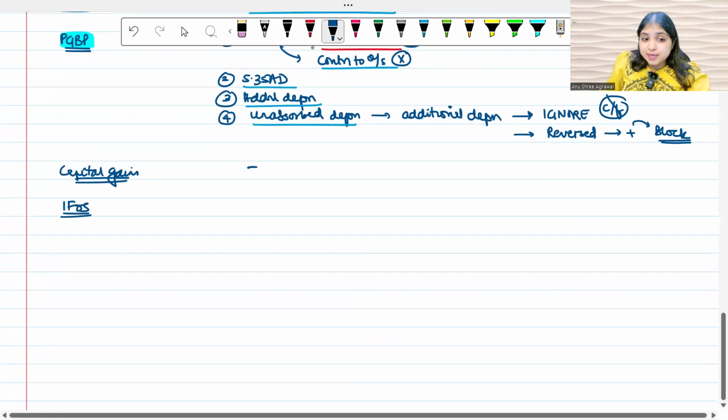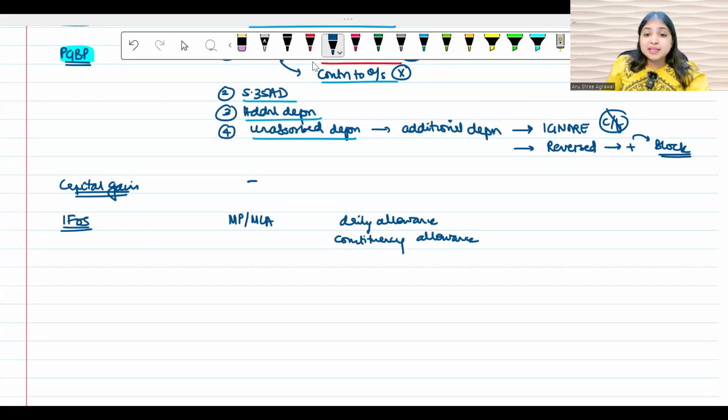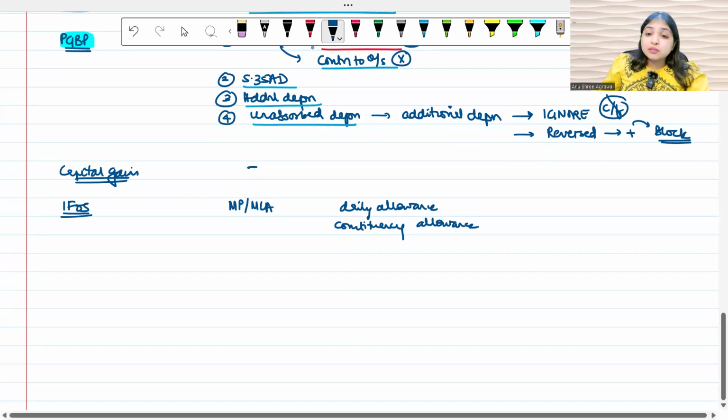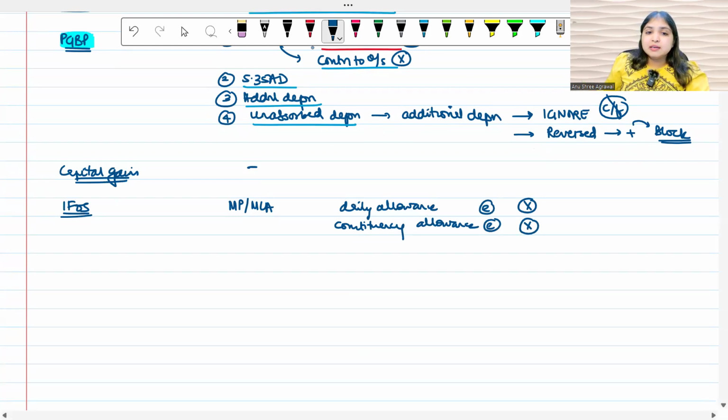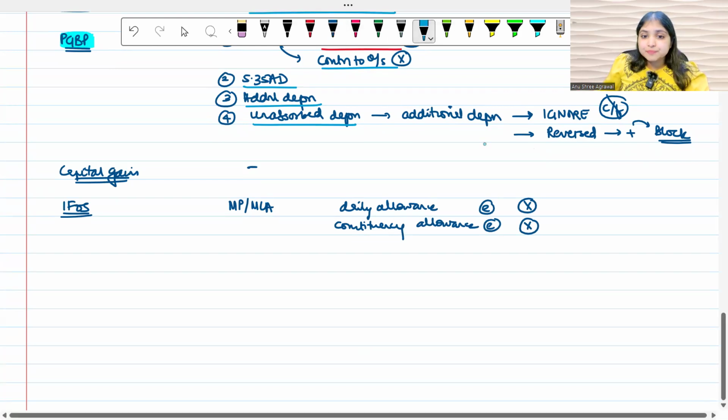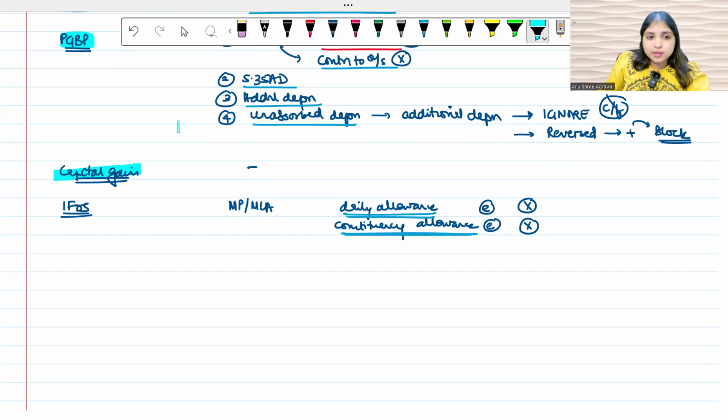Then comes your IFOS head. Now, in the IFOS head, do you remember we had learned that in case your assessee happens to be an MP or an MLA, then whatever daily allowance or constituency allowance he is earning comes under the IFOS head, and it's going to be exempt, guys. For MP and MLA, the daily allowance and constituency allowance, that exemption they will not enjoy anymore. So it will still come into the IFOS head, but now under 115BAC, the daily allowance and the constituency allowance will be taxable. So under IFOS, the impact is on daily allowance and constituency allowance. You will not enjoy the exemption anymore.